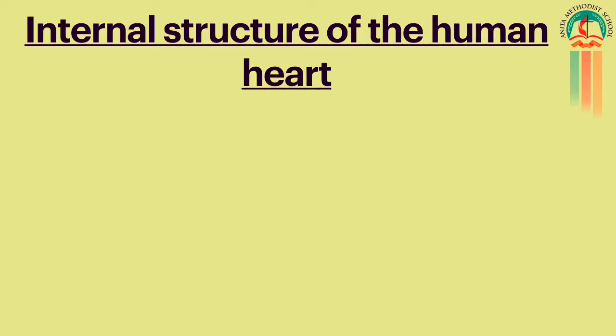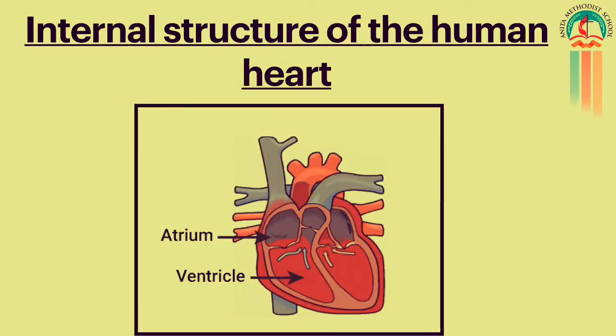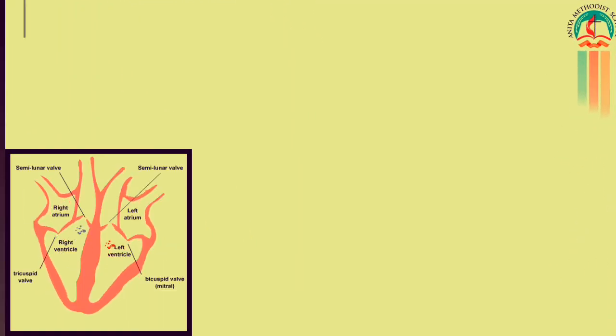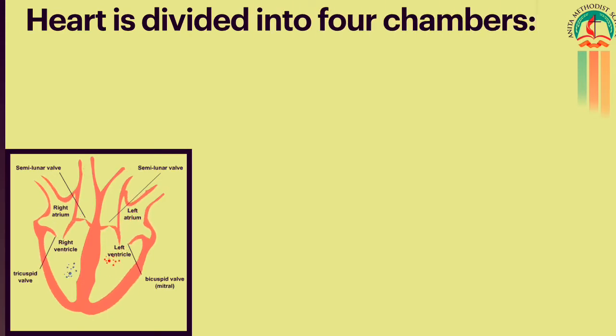Now let's see the internal structure of the human heart. Any guesses about the internal structure, children? So see the picture carefully. We are going to see about the internal structure of the human heart. Heart is divided into 4 chambers. How many chambers? 4 chambers.